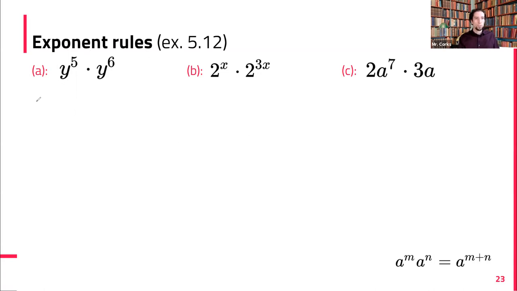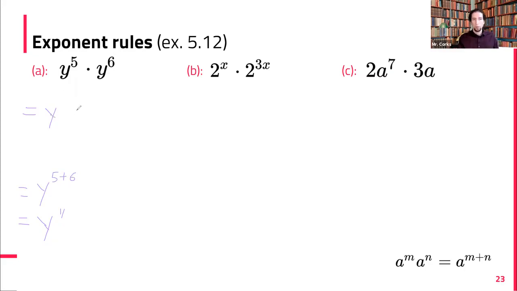Okay, first one, y to the exponent 5 times y exponent 6. Y to the exponent 11. Okay, y exponent 11. I'll write out a few more steps here. Y exponent 11, y exponent 5 plus 6.